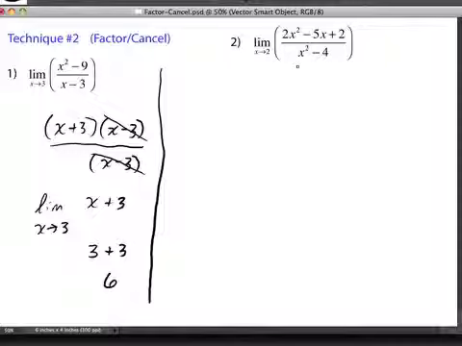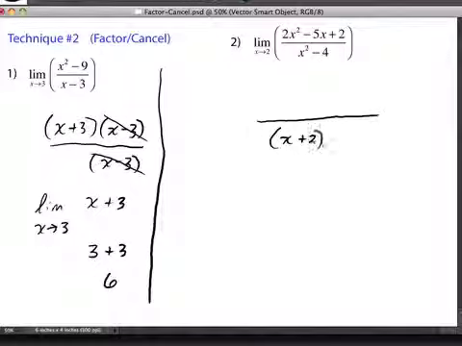Over here we have another polynomial that we could factor. You cannot put 2 in because it causes division by 0. So we're going to see if this factors. The denominator factors into x plus 2 times x minus 2. It's called the difference of squares. The numerator is a trinomial. It's going to factor into 2x times x.